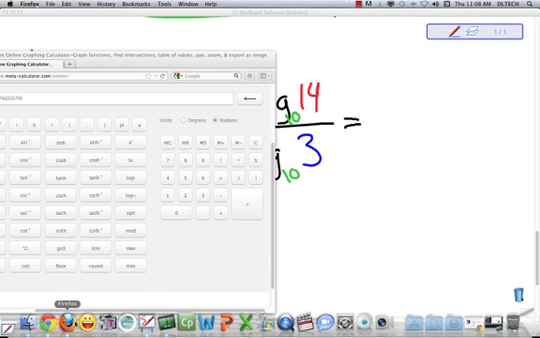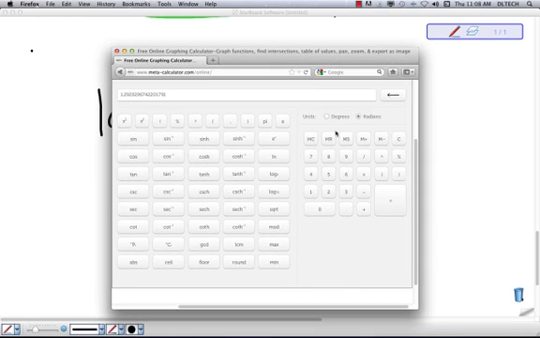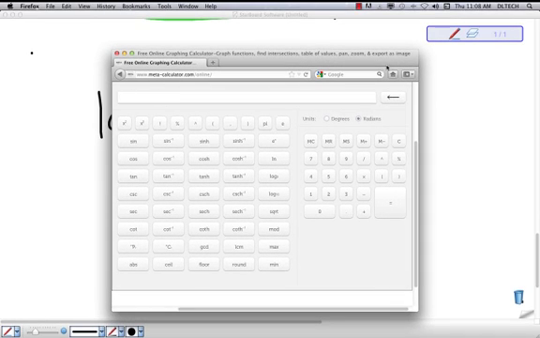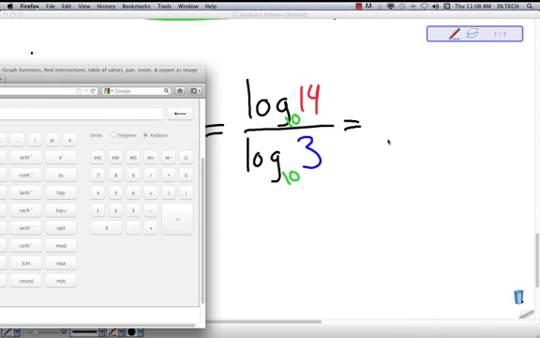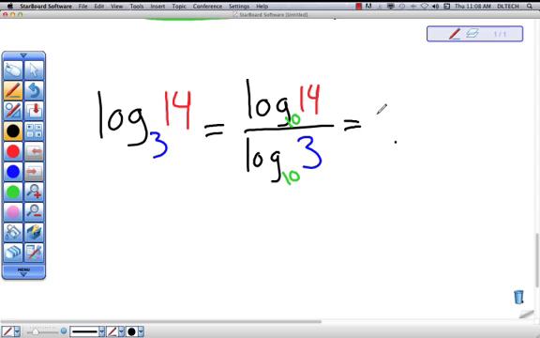So we would clear our calculator because we don't want to work with this number anymore. And now we're going to enter the log of 14, close parentheses, and divide by the log of 3, close parentheses, and we push enter. As you can see, our answer is 2.402, so we would just copy that over here, 2.402, and that is it.